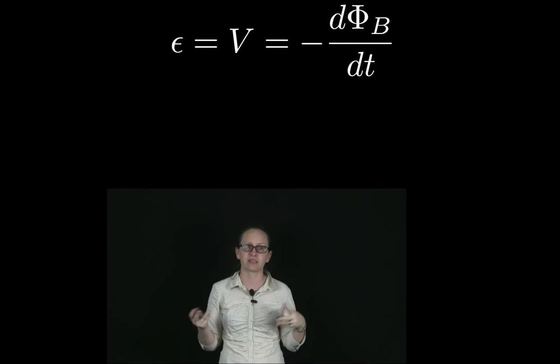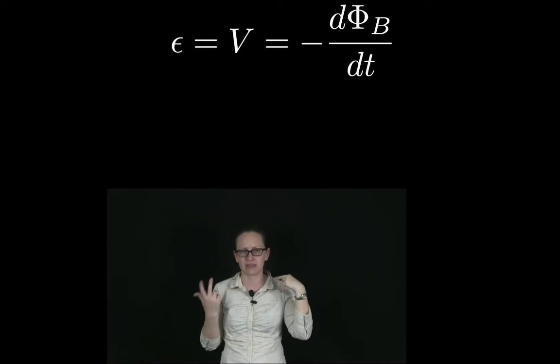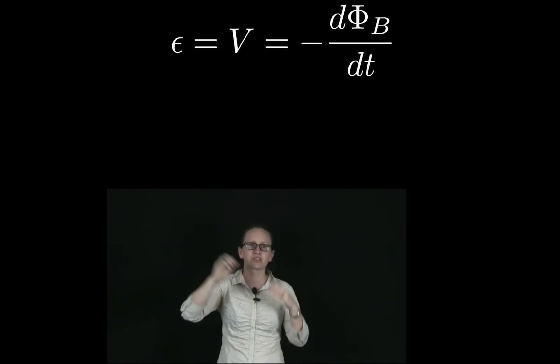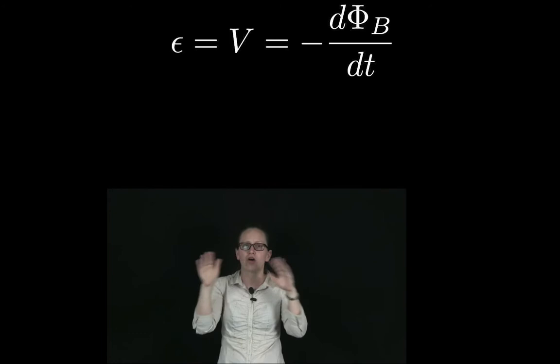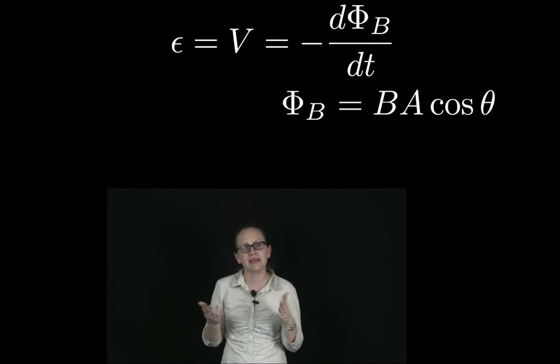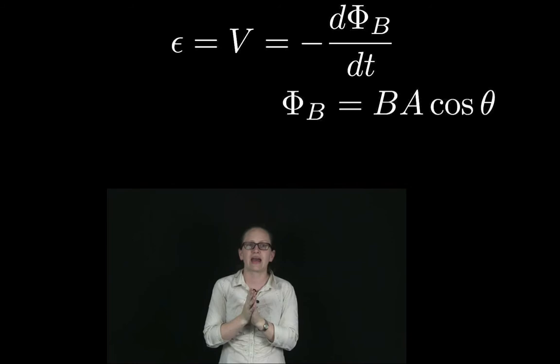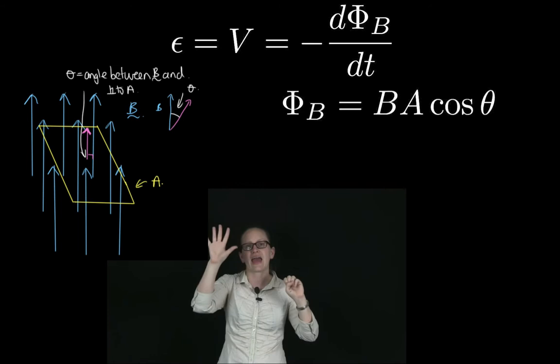So Faraday's law can be written as the induced EMF, which usually has the symbol epsilon, but is just the voltage V, is equal to minus dΦB over dt, where dΦB stands for the change in the magnetic flux, and dt stands for the change in time. Now ΦB is the magnetic flux, and the magnetic flux through a loop can be calculated using the formula that the magnetic flux is equal to BA cos theta.